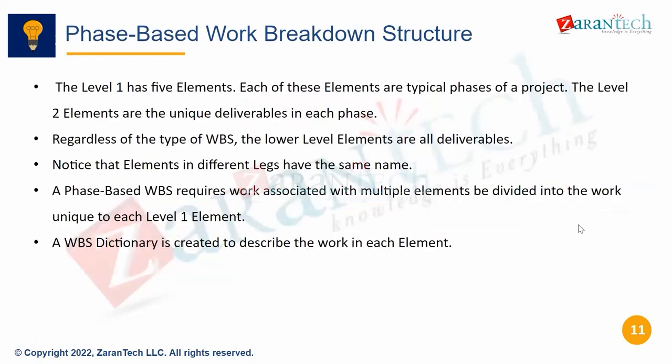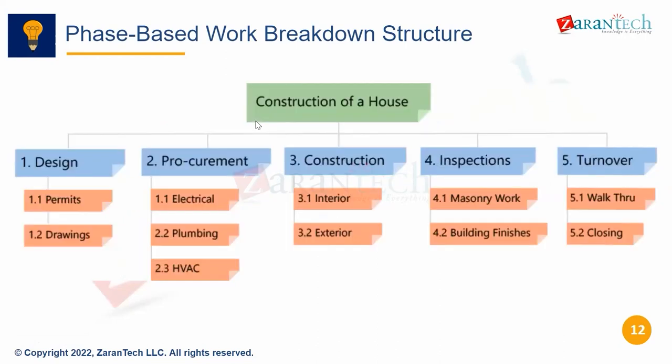Now they're explaining here that level one has five elements. This is not actually level one, this should be level two, with five elements. Each of these elements is a typical phase of a project. The level two elements are unique deliverables in each phase, like permits, drawings, and so on. Here they are mentioning it as level two, but in SAP PS, the construction of house itself, we create as the first level WBS element.